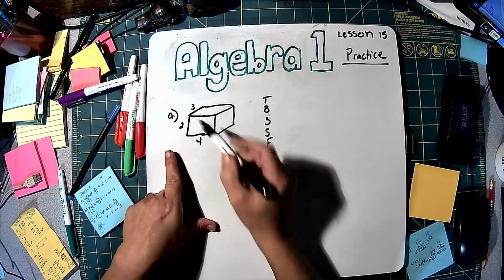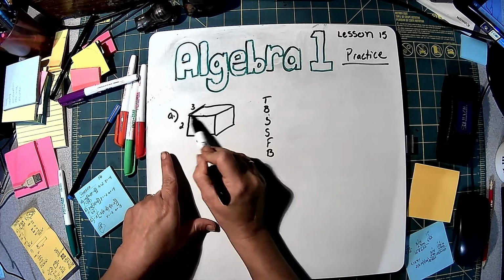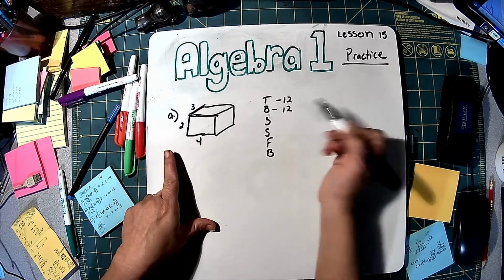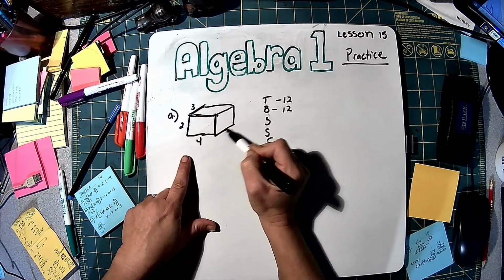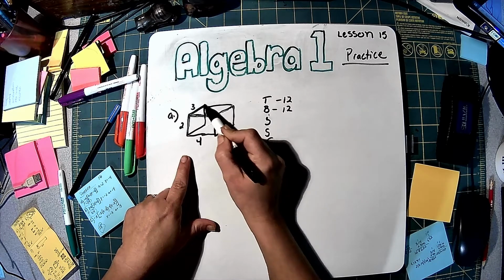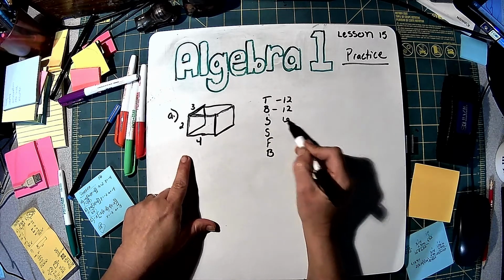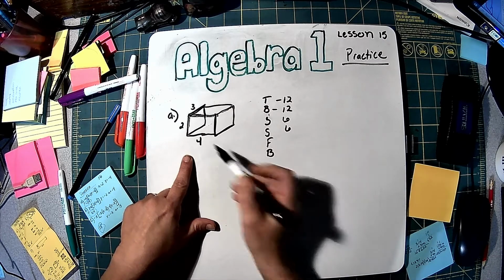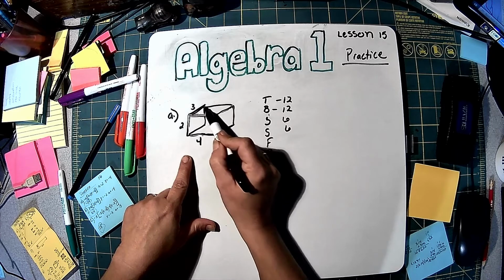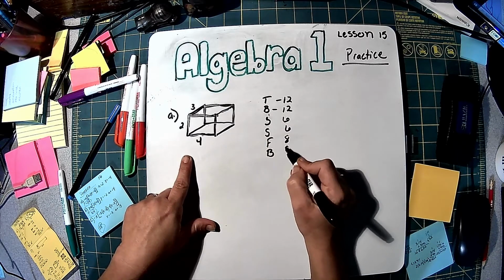Okay, so our top is going to be 3 times 4, which will be 12, and our bottom's going to be the same. Our sides, so right here and right here, those are going to be 3 times 2, which is 6. Got 2 of those. And then our front would be here, which would be 4 times 2, and our back would be here, which would be 4 times 2 again, so that would be 8 and 8.